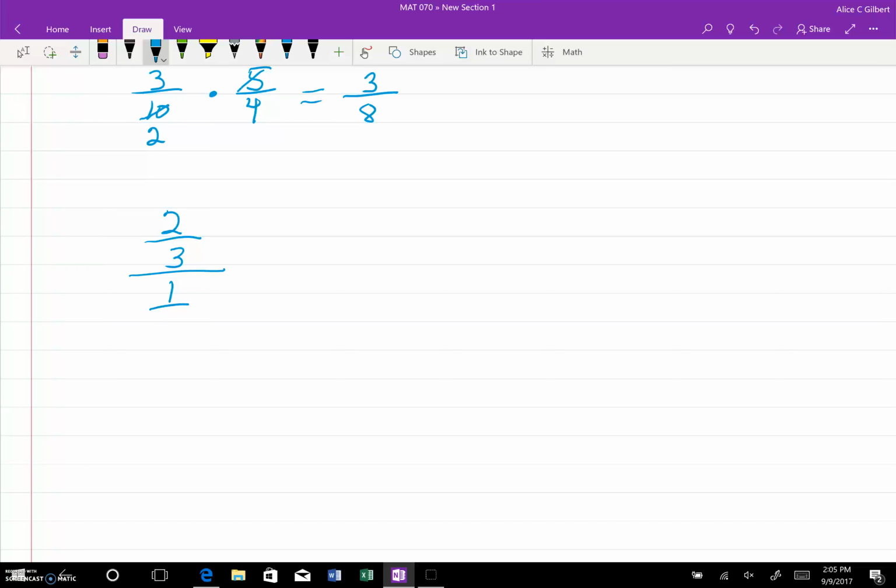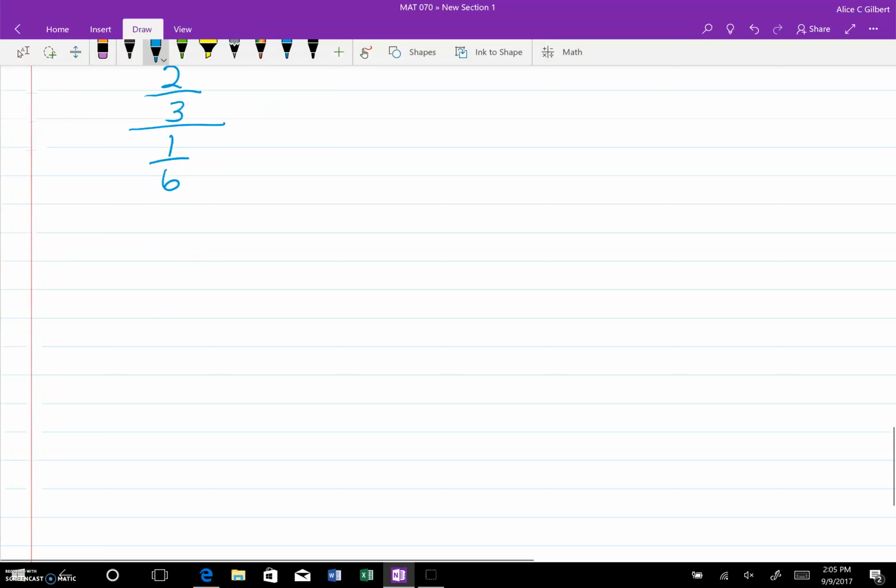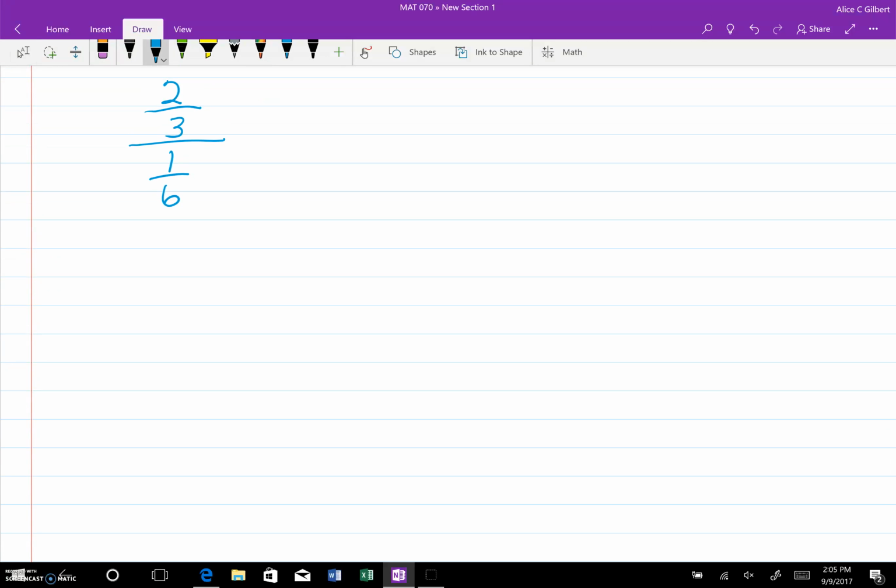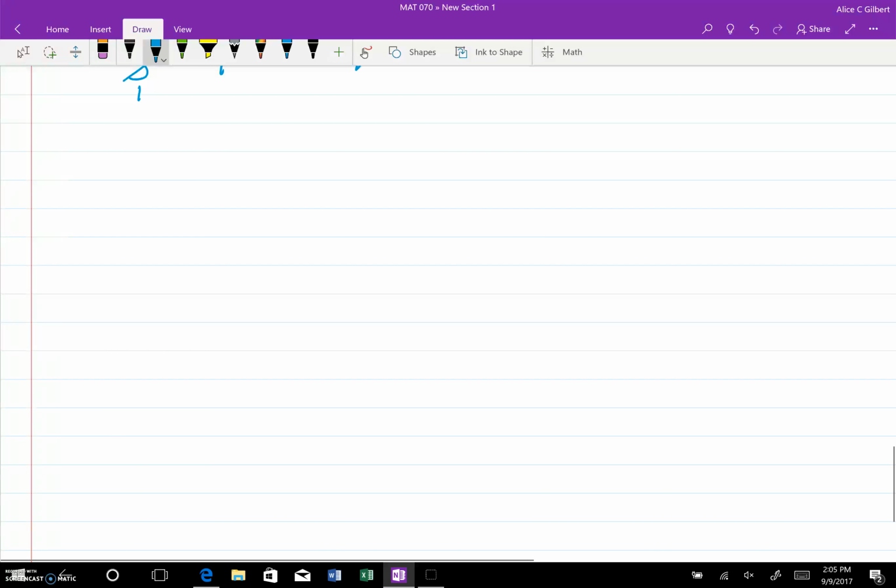2/3 divided by 1/6. So copy.flip, 2/3, change divide to multiply, 6 over 1. Positive times a positive is a positive. 3 goes into itself once, into 6 twice. 2 times 1 is 2. 1 times 1 is 1. But again, that ends up being a whole number.